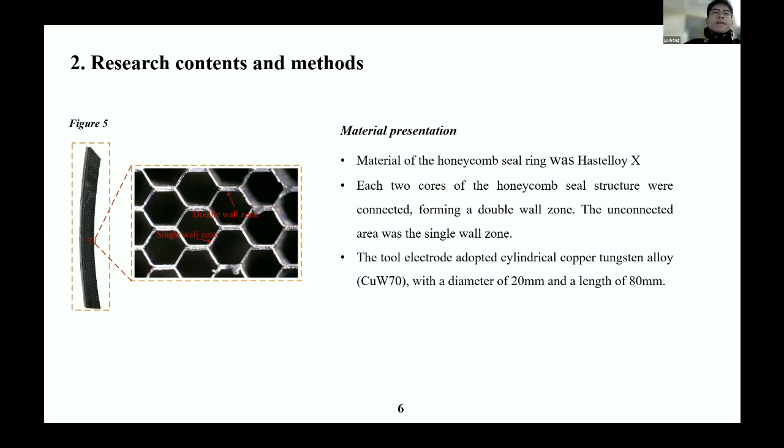In Figure 5, the material of the honeycomb cell structure is Hastelloy X. In the honeycomb cell structure, the area where 2 core cells are connected is a double wall area, while the area where they are not connected is a single wall area. The toroidal electrode is made of copper tungsten alloy with a diameter of 20 millimeters and a length of 80 millimeters.